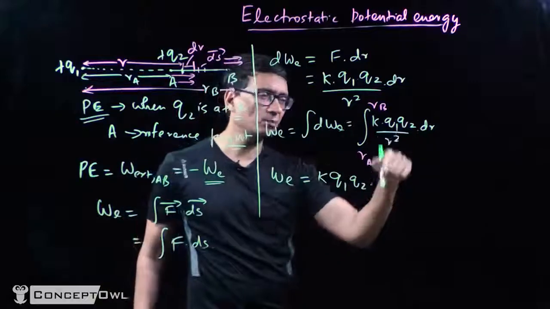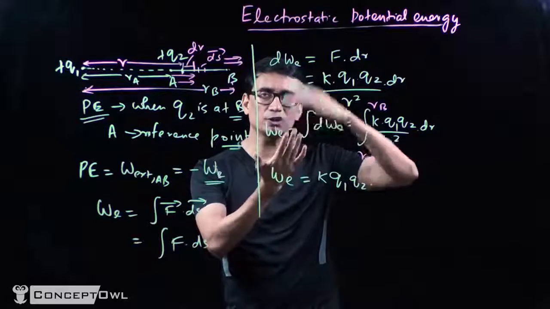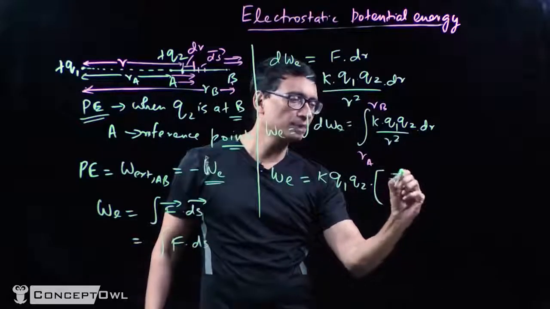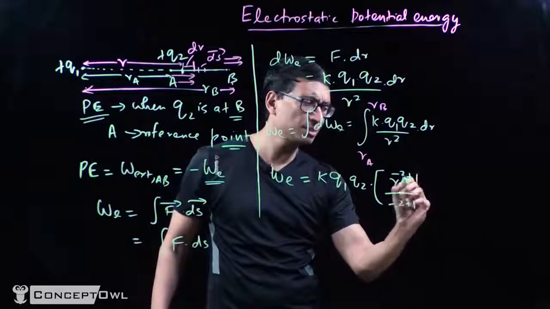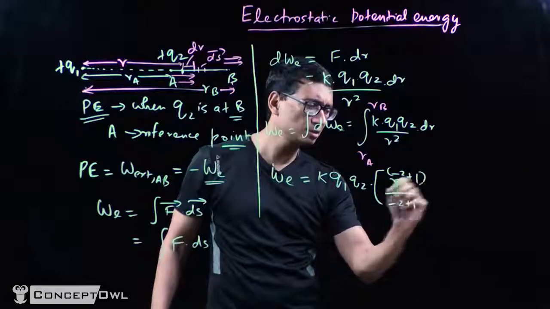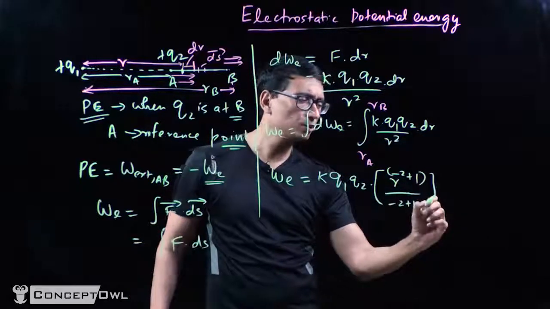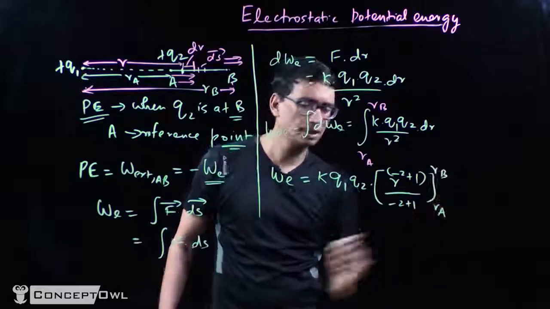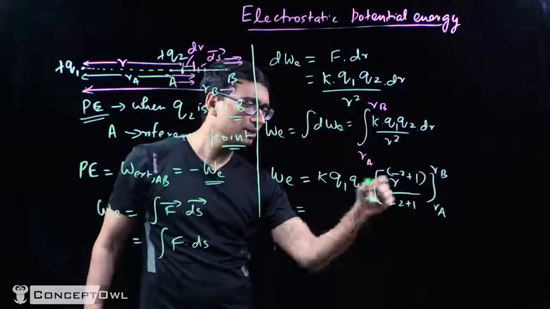we have the integral of 1 upon R square, which is nothing but, so the integral of x to the power n would be x to the power n plus 1 upon n plus 1, so this would be nothing but R to the power minus 2 plus 1 divided by minus 2 plus 1, right? I'm just doing it step by step. This is the exponent, and the limits would be from RA to RB, and this is minus 1, right?